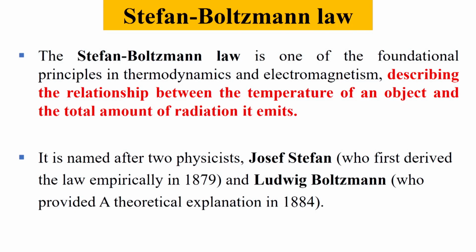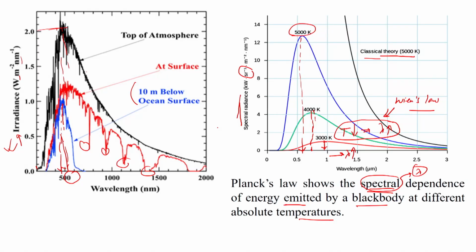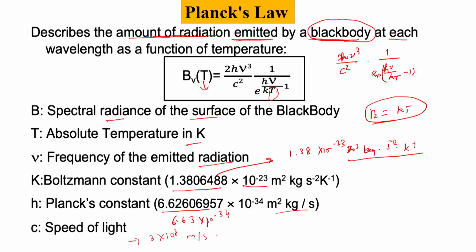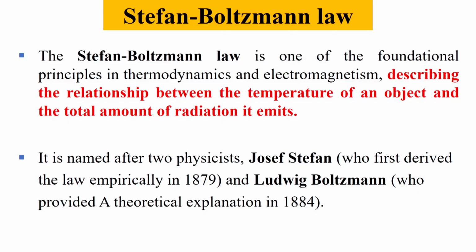Before this one, now we will have Stefan-Boltzmann. So Planck's law is actually very important. It tells about the spectral behavior of the emission of radiation from a black body, and as from the equation you can also see, this emission is only dependent on the temperature, okay. And the Stefan-Boltzmann law is one of the very foundational principles of thermodynamics and electromagnetism.